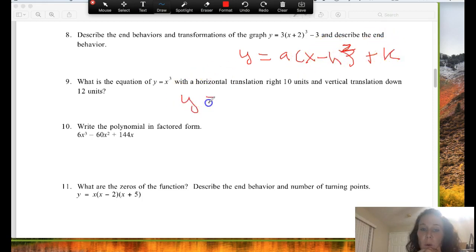So I'm going to go y equals. I want a horizontal translation to the right 10. So I'm going to actually go x minus 10. Cube that. And then a vertical. This is my vertical, up and down. And it's a vertical translation down 12. So I straight up go down 12. So I go minus 12. And there you have it.